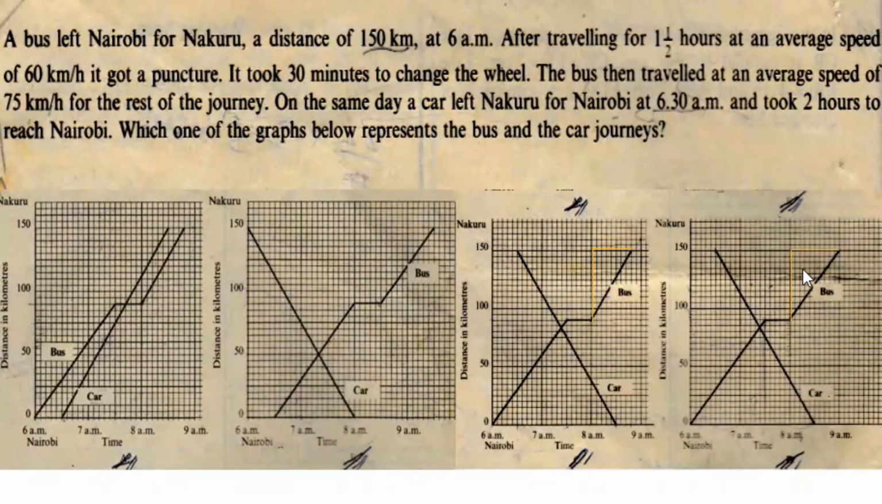So that is wrong. So we don't even need to go for all the other information about the car, because we have already eliminated A, which was showing that they are traveling in the same direction. We have eliminated B, which was showing that the bus started at 6:30 instead of 6. We have ticked C, but we have eliminated D, which is showing that the last part was traveling at 60 kilometers per hour, and we know that the last part he traveled at 75. So we are left with C.